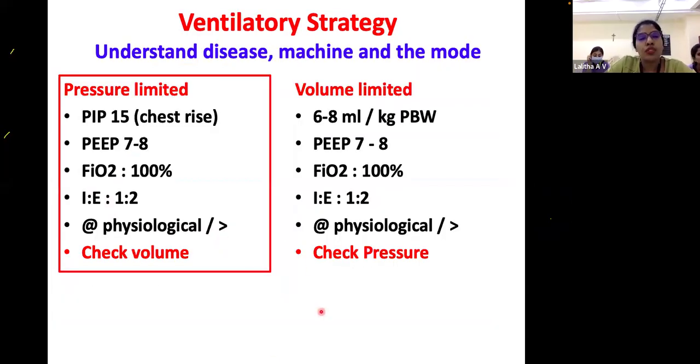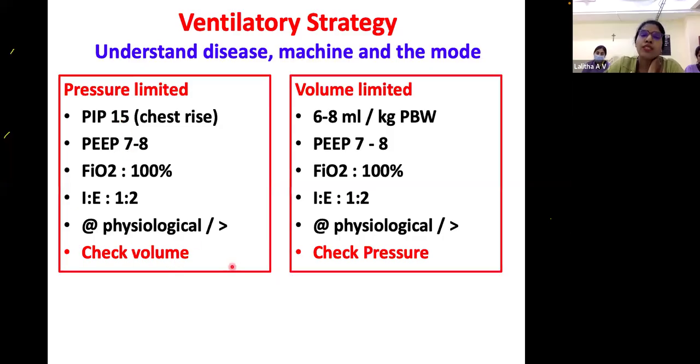So which mode to use? You can choose either pressure control or volume control, whichever you are comfortable with. There is no head-to-head trial to say any of these modes is superior over the other. So to begin with, if you are choosing pressure control, set PIP at 15, look for the chest rise, you may have to go to 15 to 18. PEEP, follow the lower PEEP FiO2 table, start at 5 to 7. And to begin with FiO2 100% and slowly titrate to 60%, I:E ratio 1:2. Physiological rates, not to begin with, later on look at the CO2. But when you set the pressure control, check the volume.